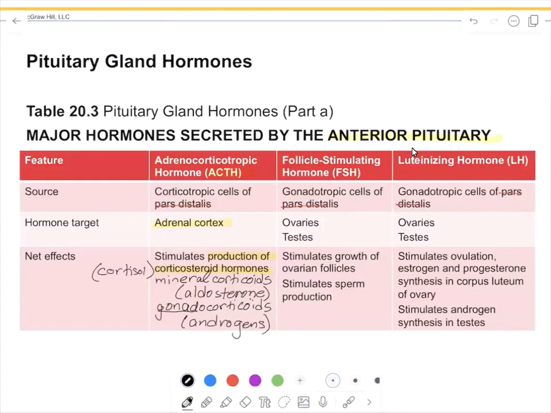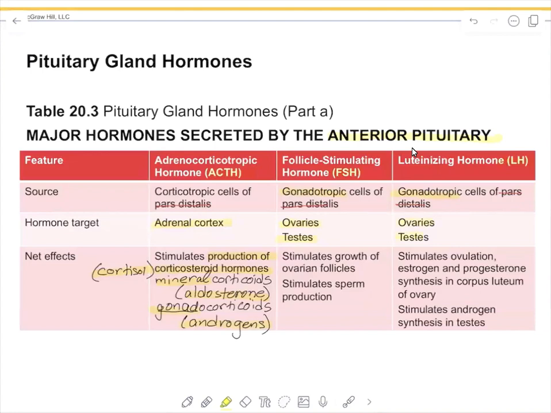So there's actually three groups of hormones from the adrenal cortex. The corticosteroids, which are the cortisol, mineralcorticoids, which are aldosterone, and gonadocorticoids, which are androgens. Also released from the specifically the gonadotropic cells of the anterior pituitary would be FSH as well as LH. Both of those hormones have the target organ of ovaries and testes.